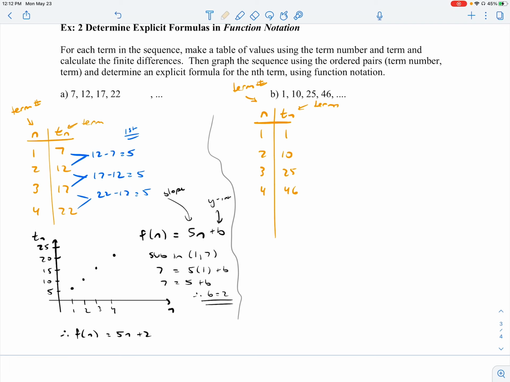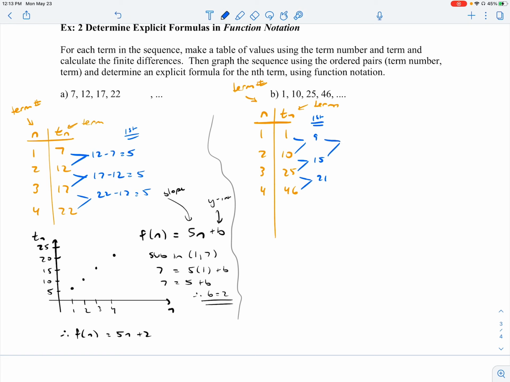Okay, next thing you've got to do is the finite differences. 10 minus 1 is 9, 25 minus 10 is 15, 46 minus 25 is 21. Okay, that's my first difference. Those are not constant, so I don't see a linear relationship here. So let's go ahead and do the second set.